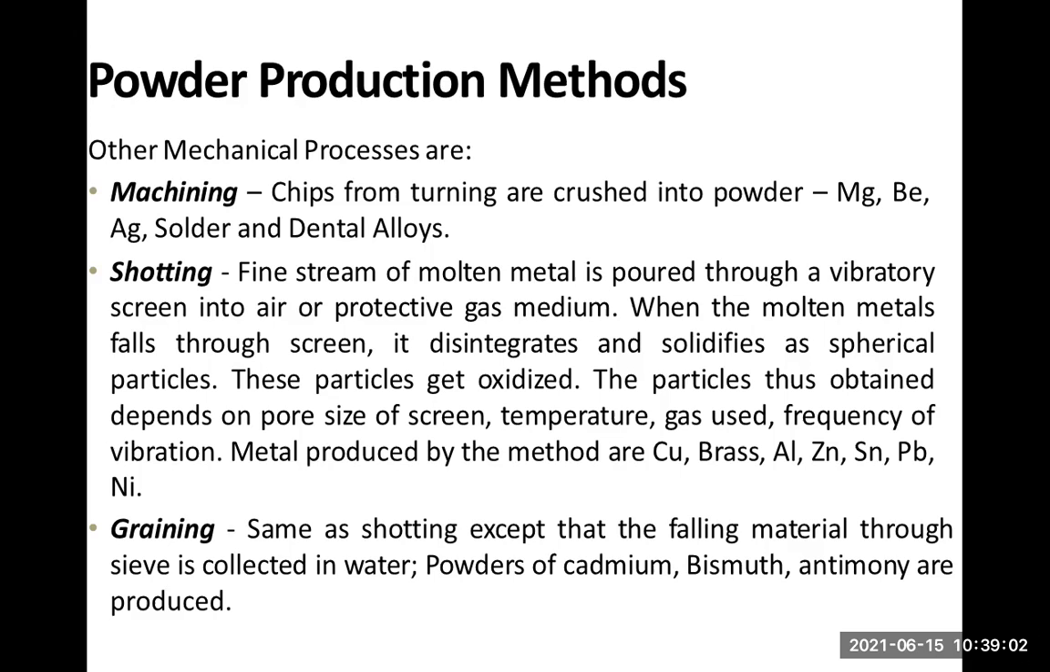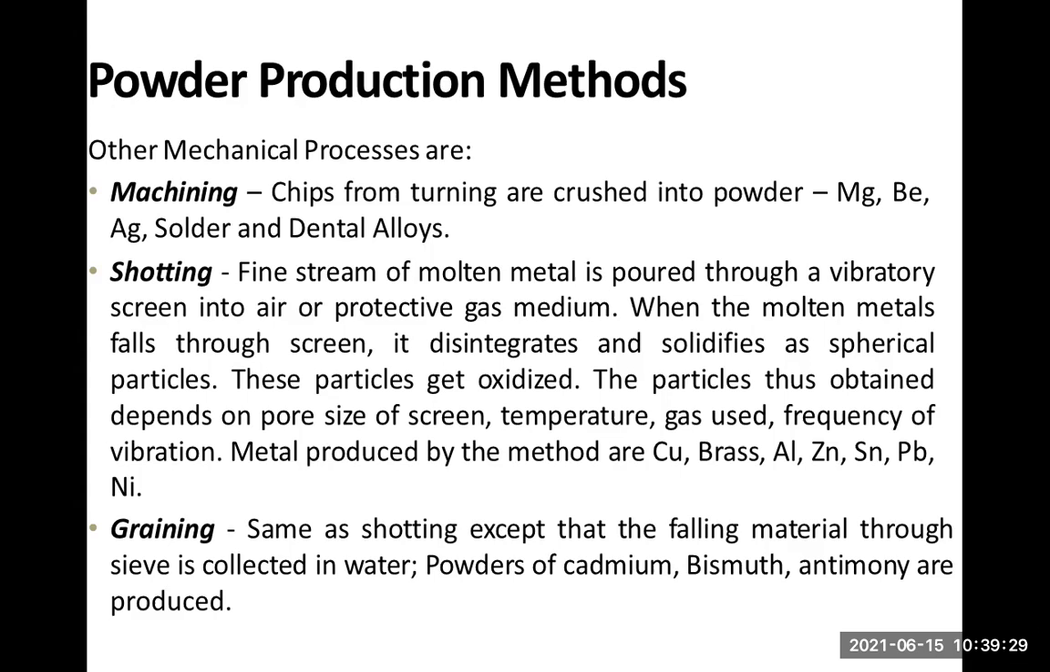In the case of shotting, a protective gas medium is present. When a molten metal falls through the screen, it disintegrates and solidifies as spherical particles. These particles get oxidized, and the particles are obtained depending upon the pore sizes of the screen. The particle size depends on the pore size. Pore means the hole size of the screen.